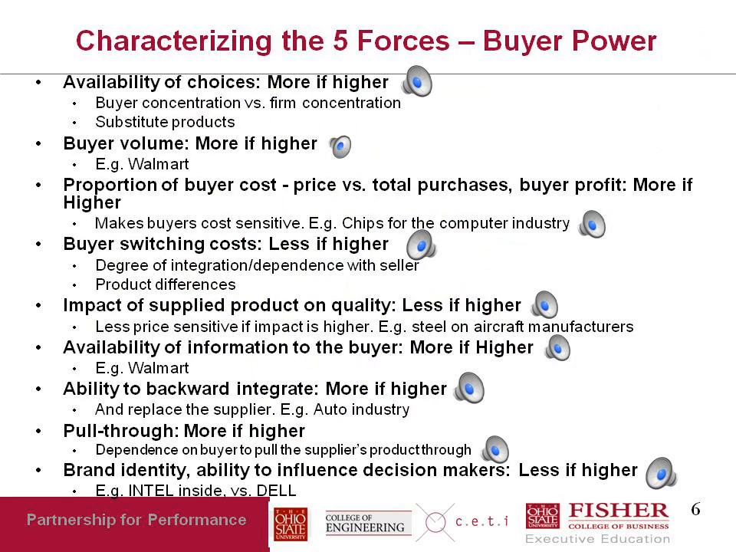Let us now look at the first of the five forces, which is buyer power. The first characteristic that impacts buyer power is the availability of choices. What we mean by this is that if there are a few buyers and lots of suppliers, buyer power is likely to be higher because the buyer has many more choices. On the other hand, if there are many buyers and just a few suppliers, then buyer power is likely to be low.